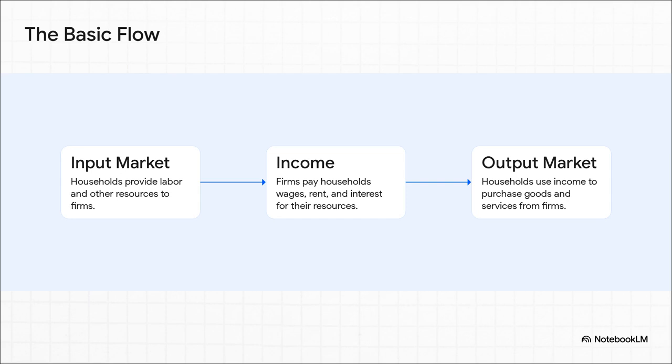So it all kicks off with this simple loop, right? Between two main groups, households, that's you and me, and the firms that actually make stuff. First, in what's called the input market, we provide our labor. We go to work. In return, those firms pay us wages. Then we take that money to the output market. And you guessed it, we buy the very goods and services those firms just created. It's this beautiful, continuous, circular flow.